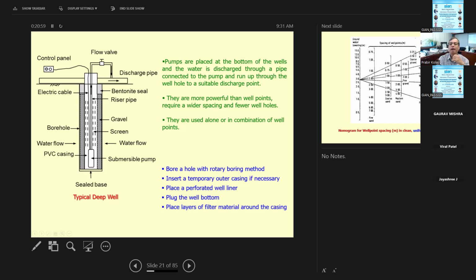Okay. So pumps are placed at the bottom of the well, and they are more powerful than the well points. It requires wide spacing and fewer wells because it's a deep one. And they're used alone or in combination with the well points. So this can be used in deep combinations, with just the pump on the top and then the well. So these are the few things I just want to mention over here.